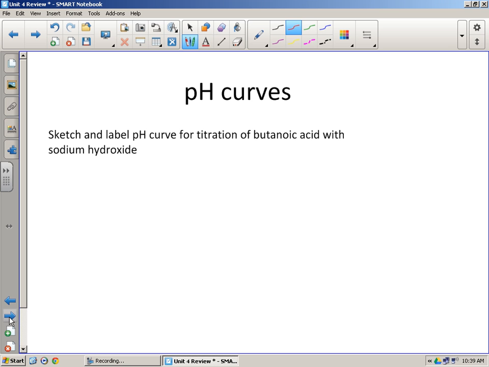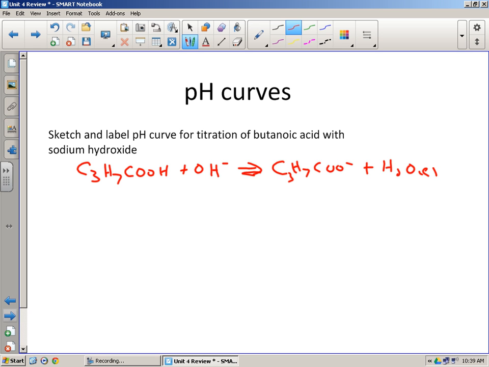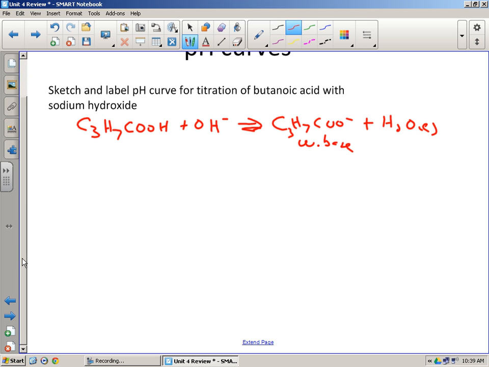Butanoic acid and sodium hydroxide. Well, butanoic acid looks like this. And sodium hydroxide, a strong base, of course, gives me C3H7COO- and water. And this, of course, is a weak base here. Okay, so once again, pH curve.